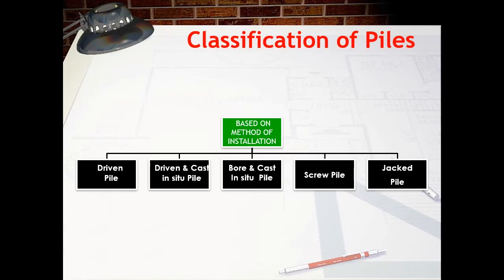The classification of piles based on method of installation, we have 1. The driven piles, 2. The driven and cast in situ piles, 3. Bore and cast in situ piles, number 4 is screw piles, and last but not least is jack pile.